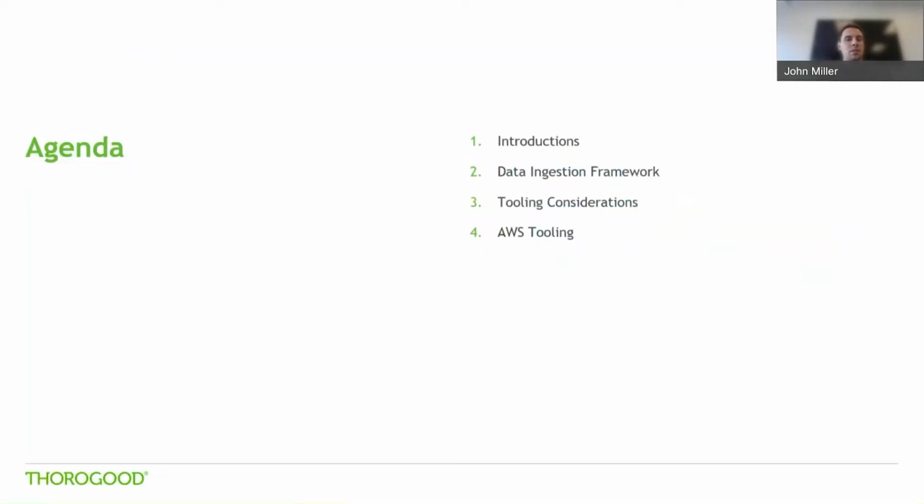So we have an interesting agenda today. We'll start with some quick introductions, introduce ourselves, Thorogood, and some of the topics we'll talk about today. From there, we'll go to a description of the topic called Data Ingestion Framework. We'll move then to some more practical, after starting with the theoretical, by talking about considerations for choosing tools to use in the Data Ingestion Framework. In particular, we'll hit on some AWS-specific topics and tools, and we'll wrap it up for the day.